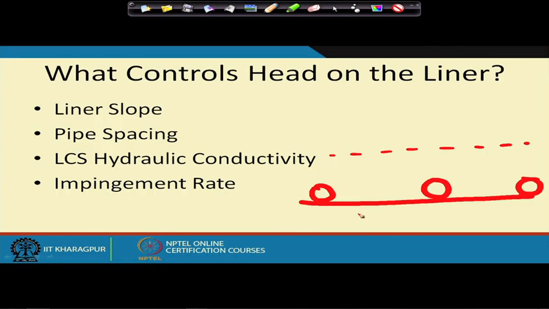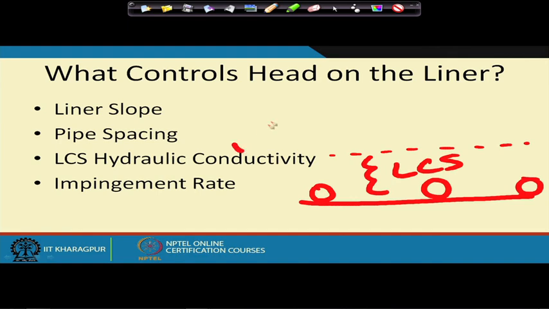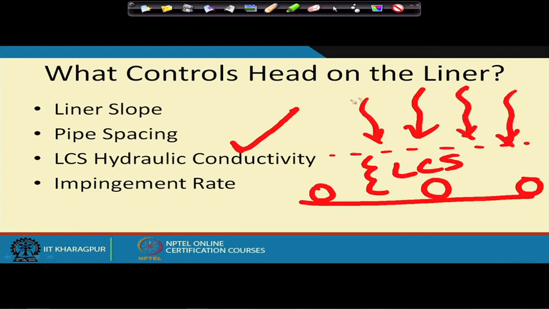Hydraulic conductivity of the leachate collection system: whatever the material is in this area, the leachate collection system area, if it is of high permeability, the water will pass through quickly and go to these pipes and get out of the system. So the hydraulic conductivity of the leachate collection system is important. Then the impingement rate is the rate at which the liquid is actually coming to this area, to the leachate collection system.